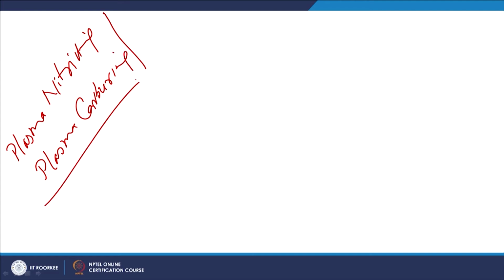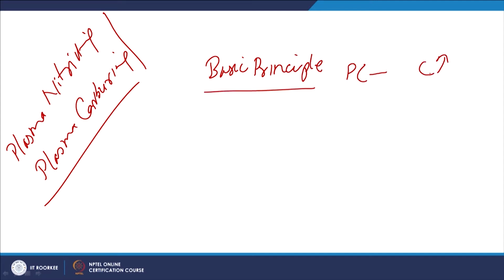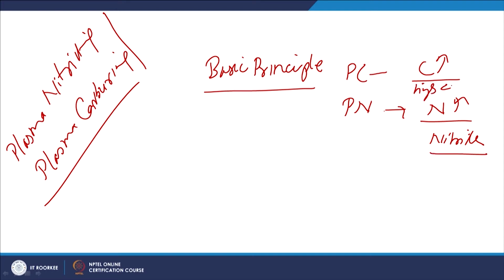So if we see both these processes, the basic principle in both is the same, wherein like in carburizing, carbon content at the surface layer is increased, while in case of plasma nitriding, nitrogen content at the surface layer is increased. This is used for formation of the nitrides as in case of simple nitriding, and this is used for forming the high carbon martensite after the suitable heat treatment.